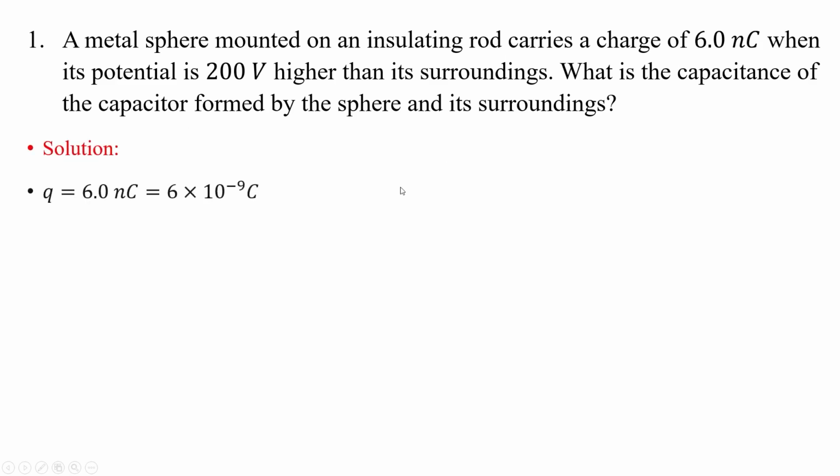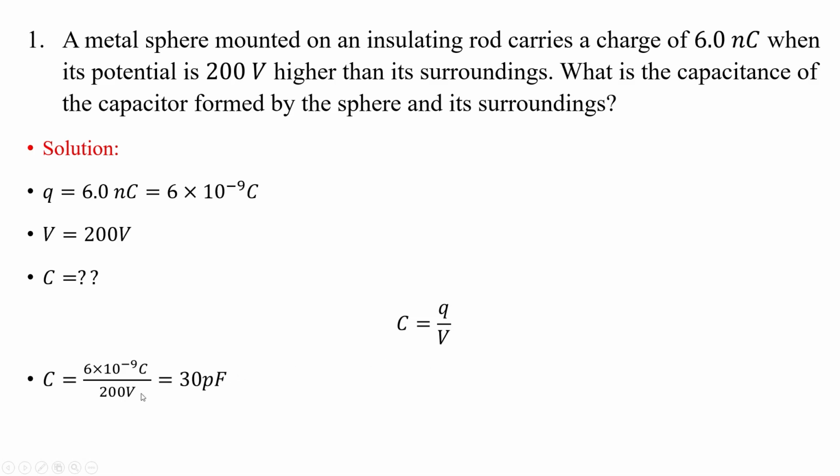So here the given data is charge. Given charge is 6 nanocoulomb. 6 nanocoulomb is equal to 6 into 10 raised to power minus 9 coulomb. And voltage is 200 volt. So we need to find the capacitance. The formula of capacitance is the ratio of charge over voltage. Putting the values in this equation, we get the capacitance to be 30 picofarad.